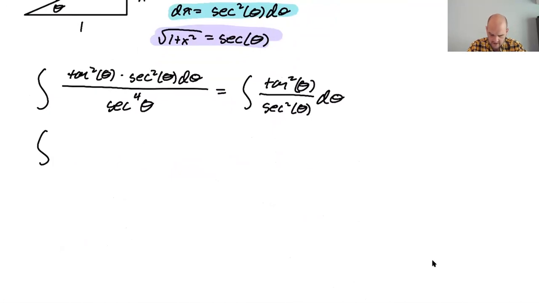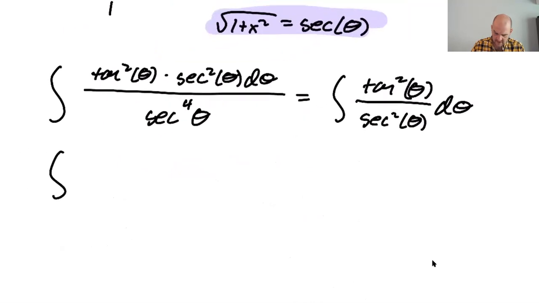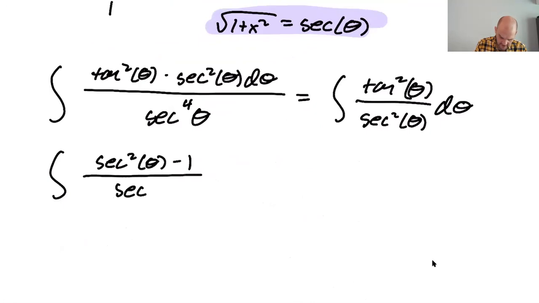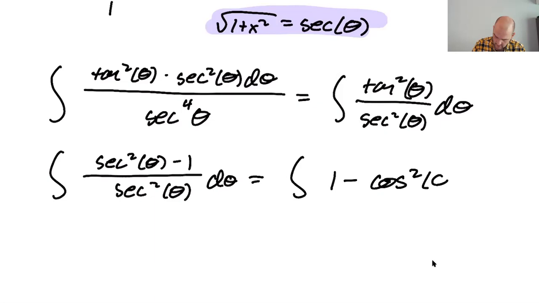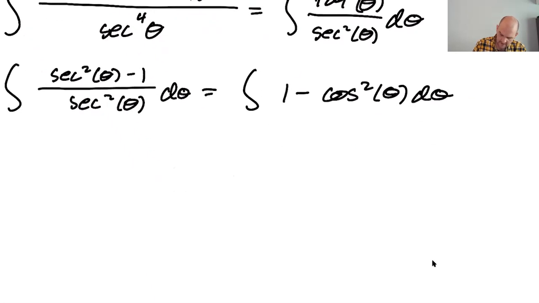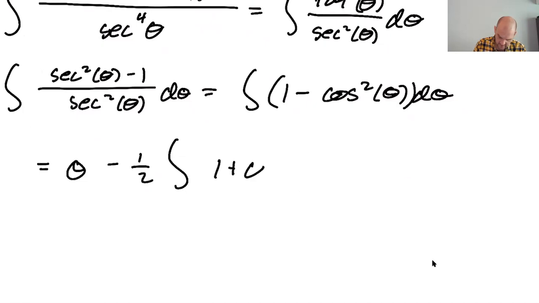Well, tan squared is secant squared minus 1. So let's do that. Let's go with secant squared minus 1 over secant squared. All right, this seems more appropriately difficult, perhaps. So this will give me theta, and then I'm going to do minus 1/2 the integral of 1 plus cosine of 2 theta, because every time you see cosine squared, you replace it with 1 plus cosine 2 theta over 2.